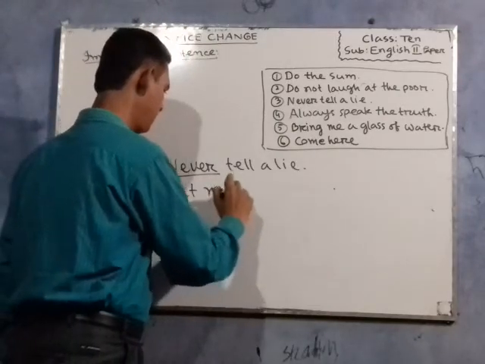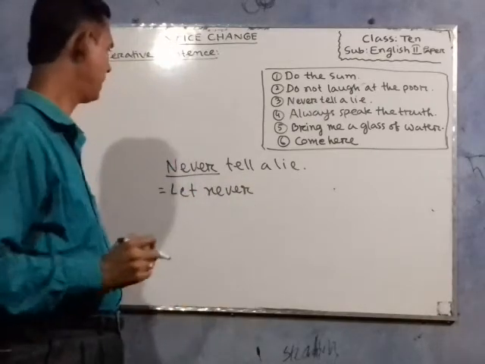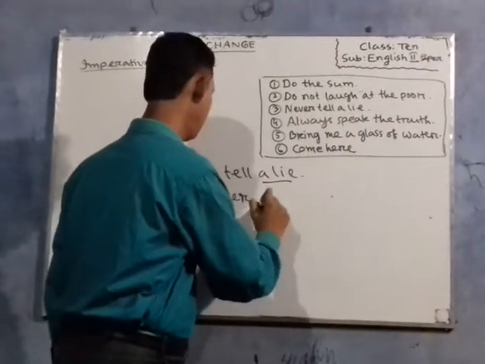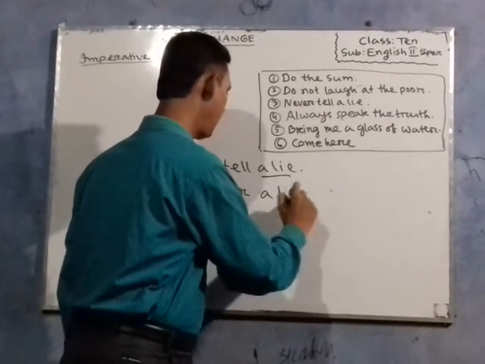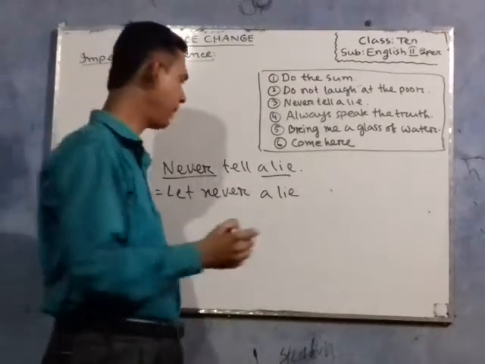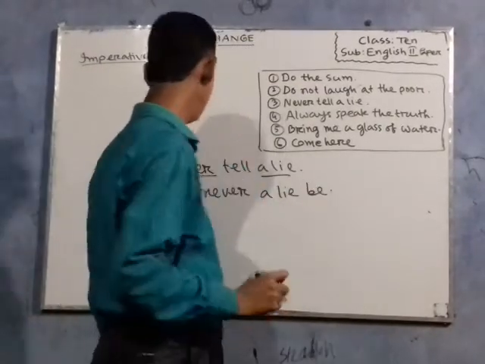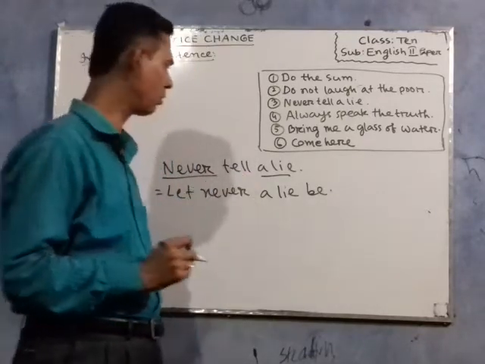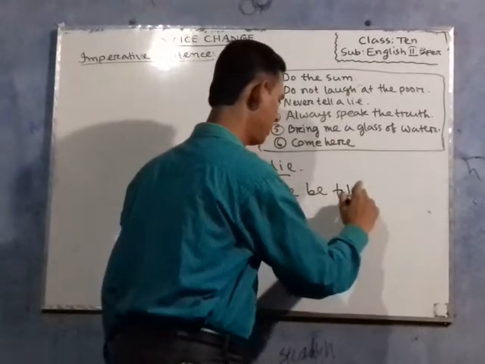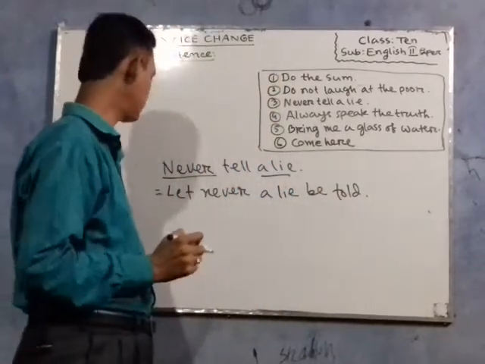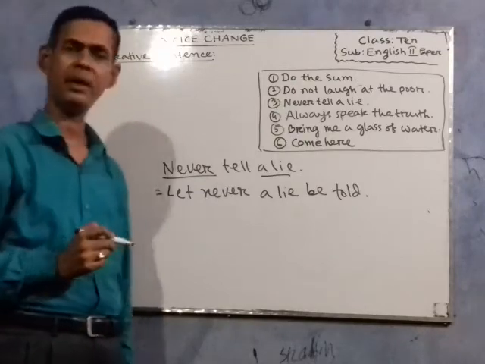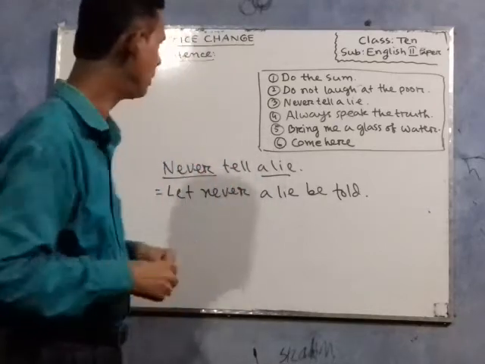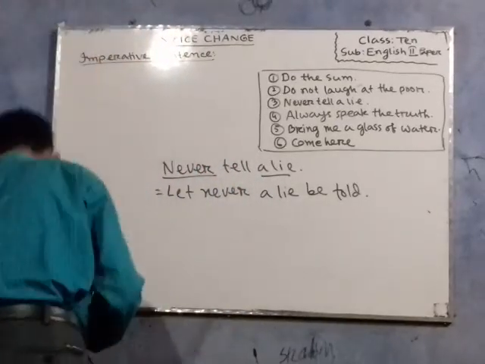Let never. Then you have to write the object. What is the object here? A lie. Let never a lie. Then after the object, be will be used. Then the third form of the verb will be used here. The third form of tell is told. So the sentence stands as: Let never a lie be told. Okay, understand, everybody? Another example.